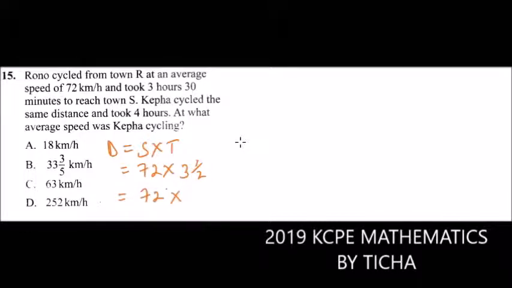So this is equal to 72 multiplied by 7 over 2. You can divide 72 by 2, you get 36. So we need to multiply 36 by 7 to get the distance. 6 times 7 is 42, carry 4. 3 times 7 is 21, plus 4, that is 25. So this means from town R to town S was 252 kilometers.